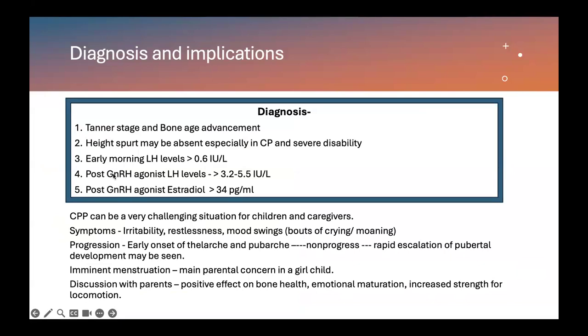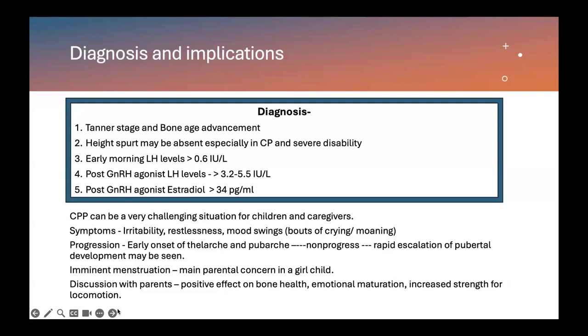So on biochemical analysis, we can see that the baseline LH levels in children with central precocious puberty are elevated. If they are not, if they are borderline, then GnRH agonist testing can reveal LH levels between 3.2 to 5.5 international units per liter, and the estradiol is also elevated.